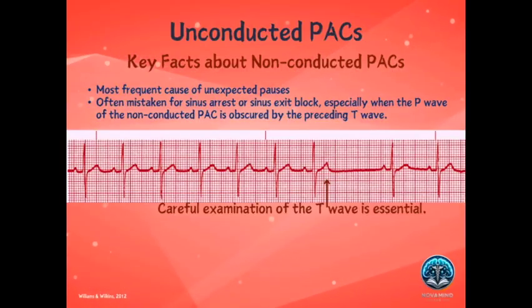Key facts about non-conducted PACs. Non-conducted PACs are the most frequent cause of unexpected pauses in an otherwise regular sinus rhythm. They are often mistaken for sinus arrest or sinus exit block, especially when the P wave of the non-conducted PAC is obscured by the preceding T wave. To distinguish between a non-conducted PAC and either sinus arrest or sinus block, careful examination of the T wave is essential. If the non-conducted PAC happens early, the premature P wave will alter the shape of the preceding T wave. In cases of sinus arrest or block, no P wave is generated and the T wave retains its normal contour without distortion.